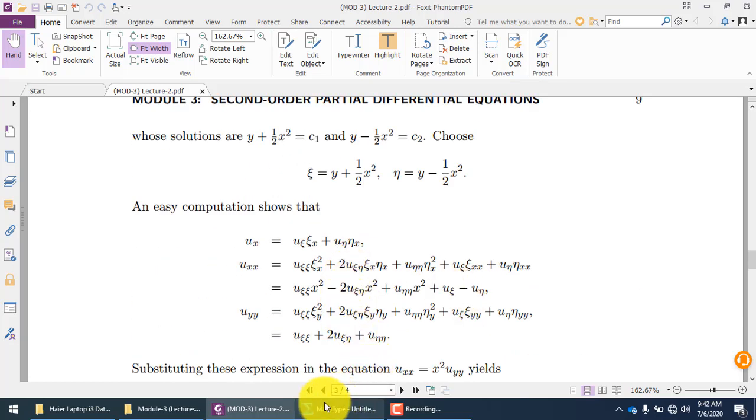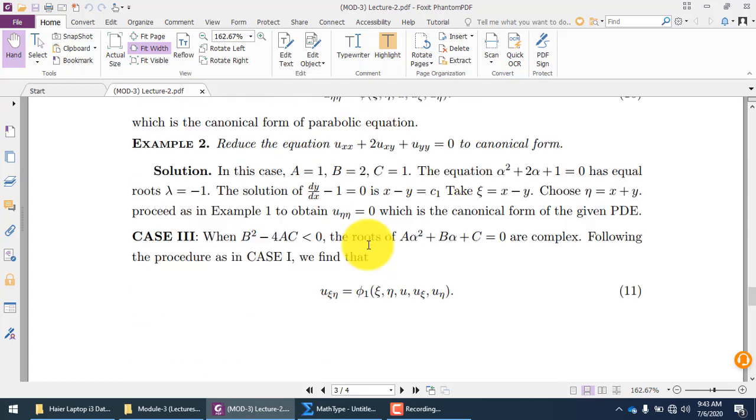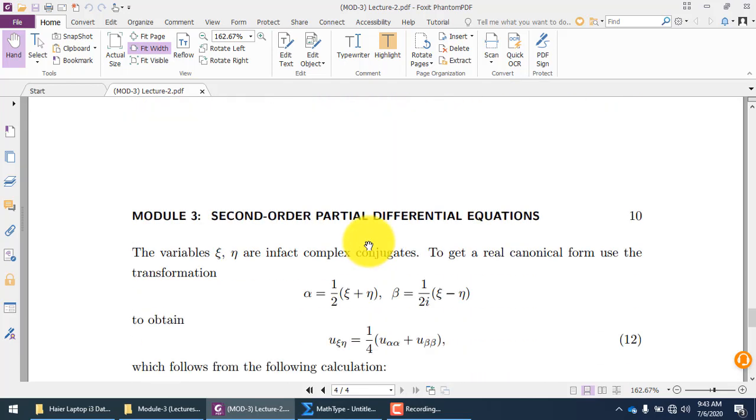In the next videos I will try to upload the videos regarding the parabolic case and one example of that case as well, and the part on canonical forms will be finished when we cover the parabolic case.